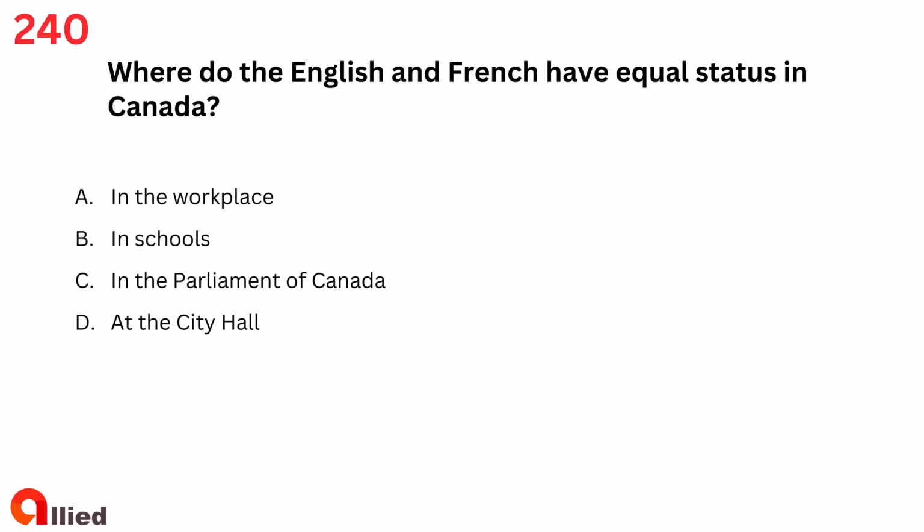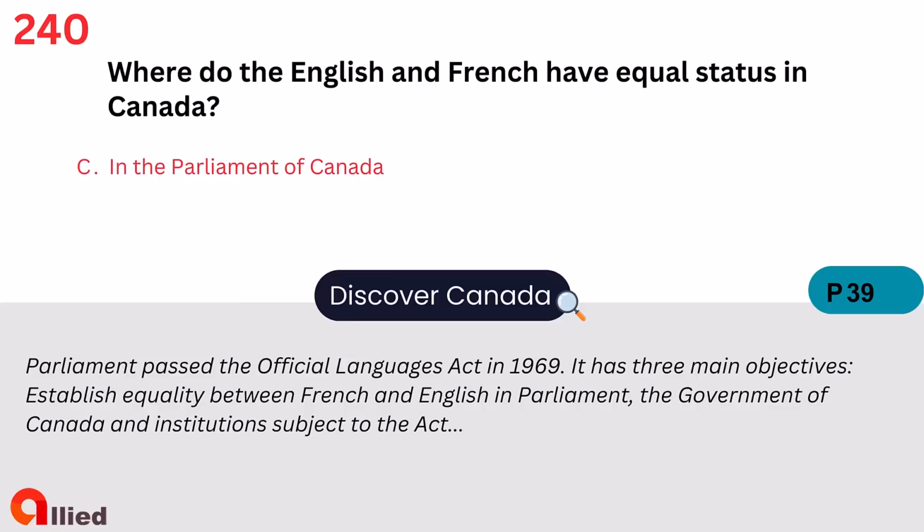Question 240. Where do the English and French have equal status in Canada? A. In the workplace. B. In schools. C. In the Parliament of Canada. D. At the City Hall. The answer is C. In the Parliament of Canada.